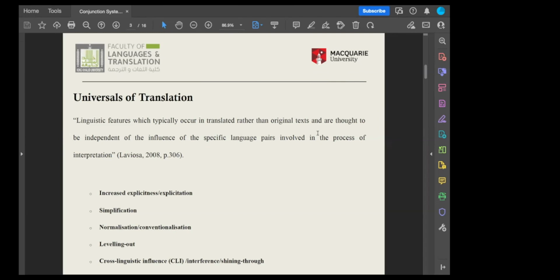Over the course of the last three decades, research on the supposed universal or recurrent features of translated language has resulted in a number of features, which are usually described in terms such as explicitation or increased explicitness, simplification, normalization, leveling out, and finally, cross-linguistic influence, or sometimes it's called interference, shining through, transfer, or something like this.